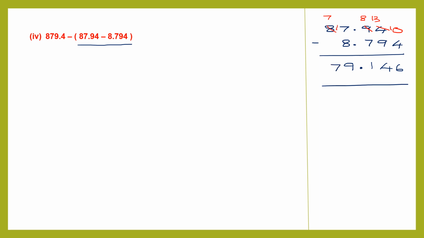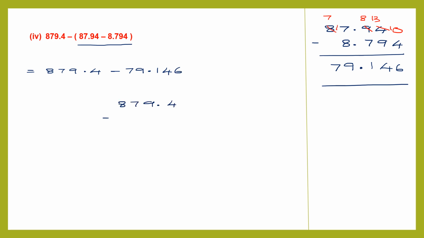So here what do we have? 79.146. So let's write that down. So first we have 879.4 minus what we got just now. That is 79.146. So let's do that subtraction here.